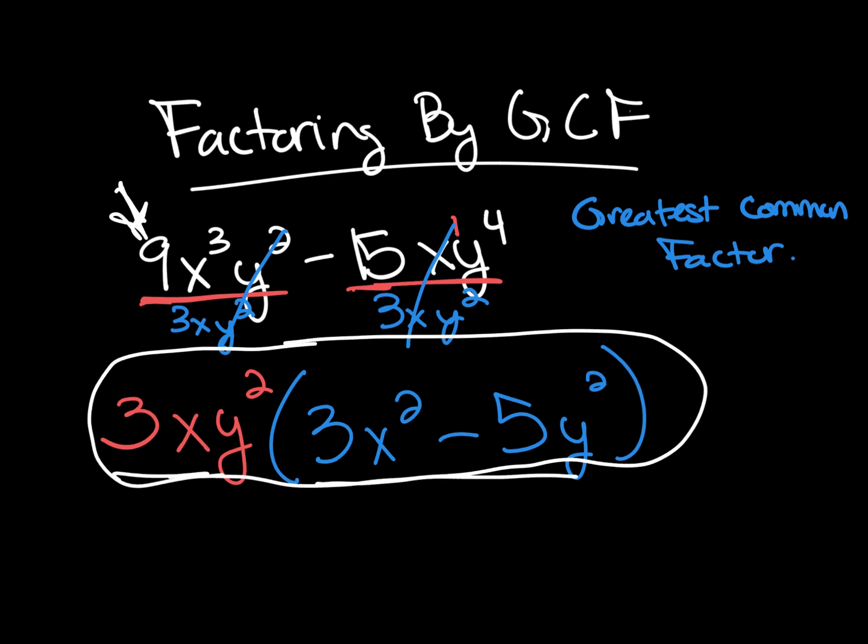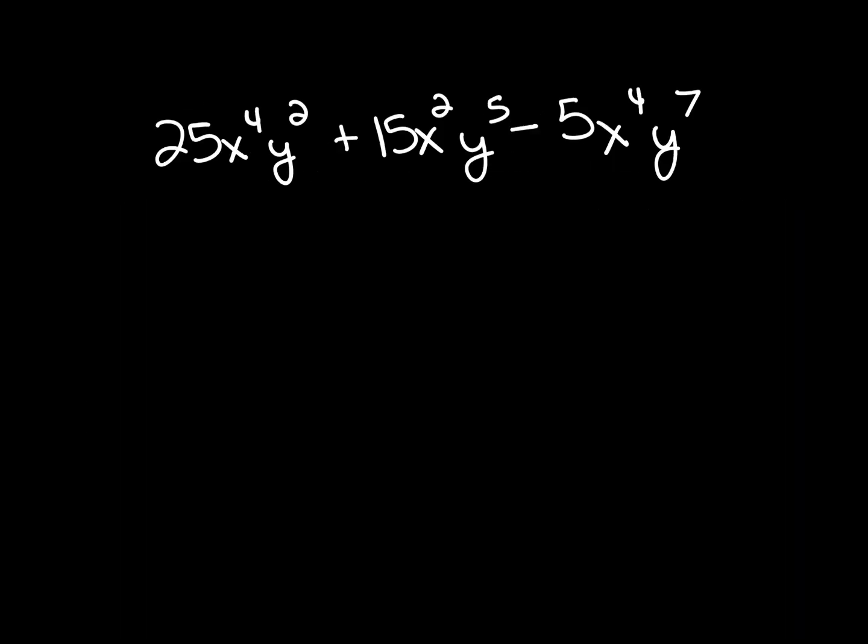So let's work on a couple more examples like this. This time we have 3 terms, but it doesn't matter. You just want to look for the common factor one by one. So again, I'm going to focus on the numbers. I can see that they all have a 5 in common. And then I'm going to look at the x's. X to the fourth, x squared, x to the fourth. X squared is the smallest one possible for them to have in common. Y squared, y to the fifth, y to the seventh, the smallest one is y squared.